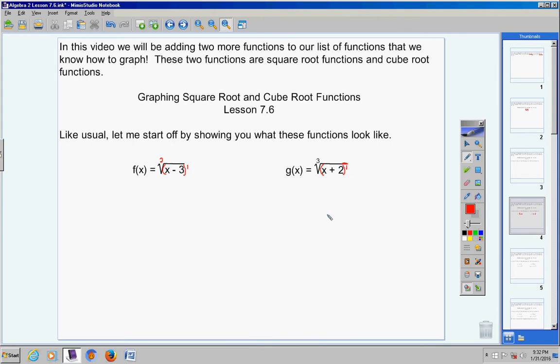1. Why are you telling us that, Mr. Earhart? Because remember, they could also be written like this. Here's your power of 1, and there's a 2 here. So x plus 3 to the 1/2 power. This x plus 2 has a power of 1. So we can say x plus 2 to the 1/3 power.